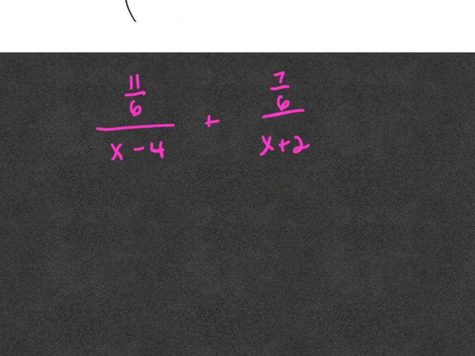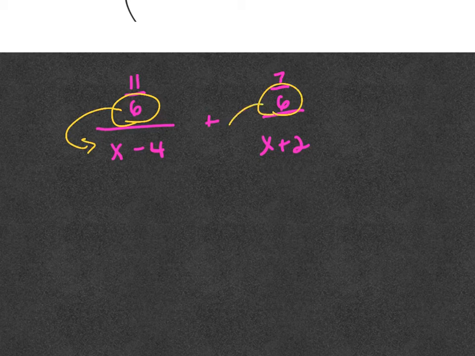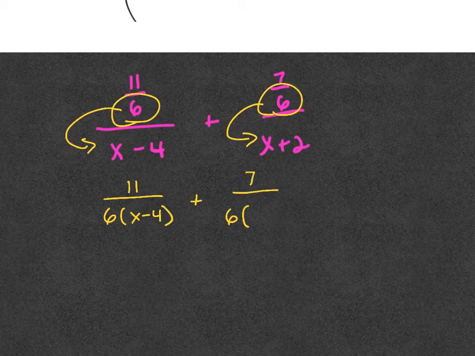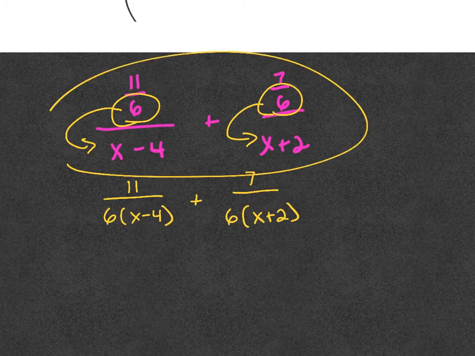You cannot leave a fraction within a fraction. These are complex fractions. So the easiest thing to do here, so if you're not focused, I would probably pay attention, is take this and bring it down to the bottom. So it becomes 11 over 6 times x minus 4 plus 7 over 6 times x plus 2. Leave it like this, you're losing points, so don't do that, okay?